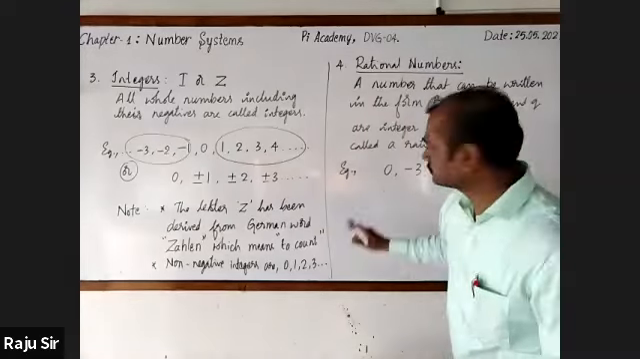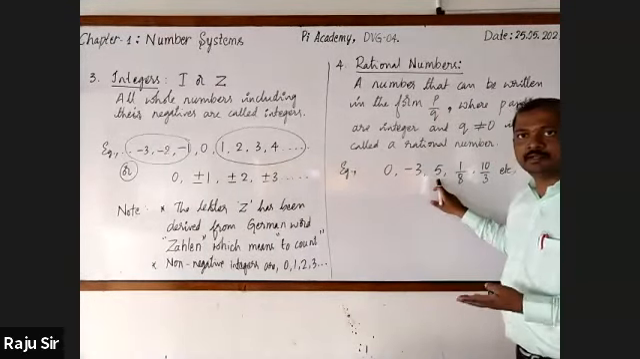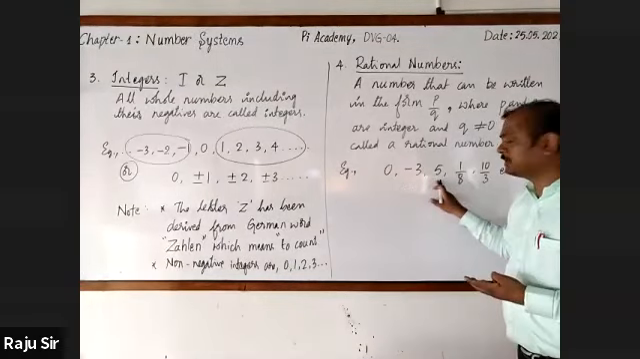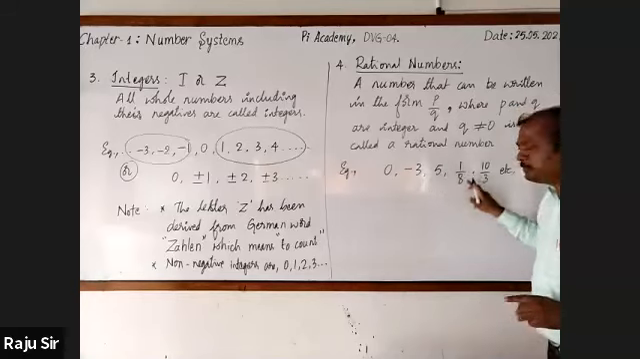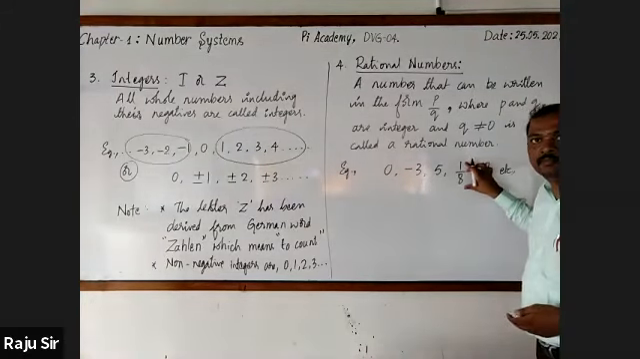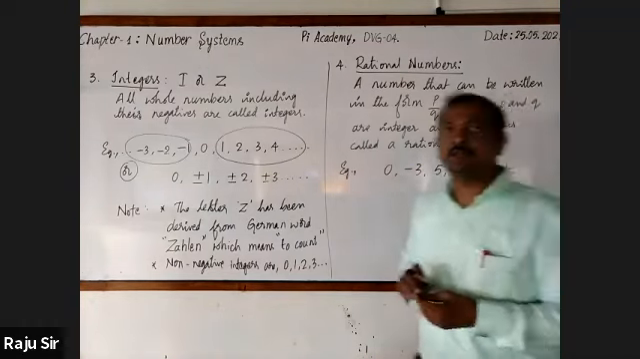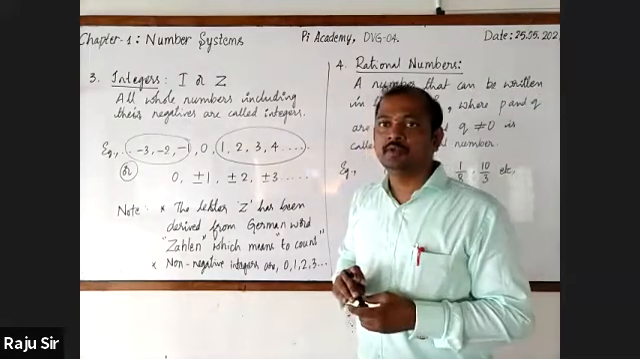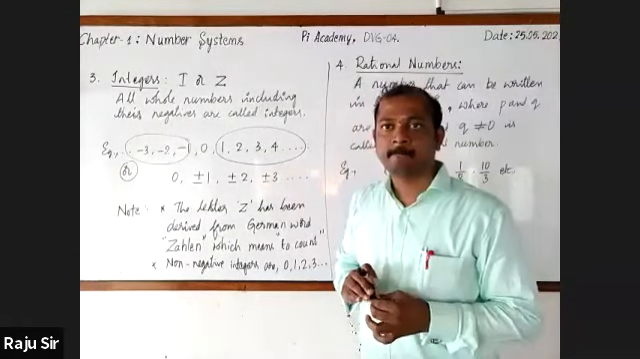Look here. Minus 3 is a rational number. 5 is a rational number, because all these can be written in the form of P by Q with a condition. 1 by 8 is a rational number. It is already in the form P by Q. Similarly, 10 by 3 as well. Have you understood? Yes, sir.